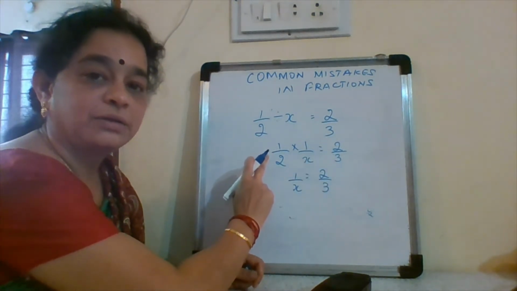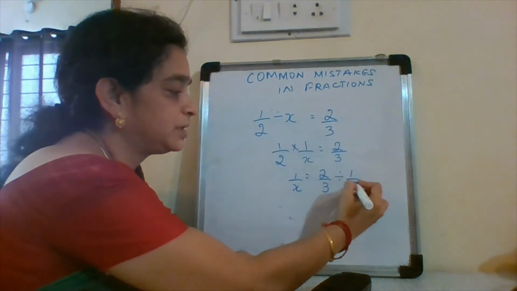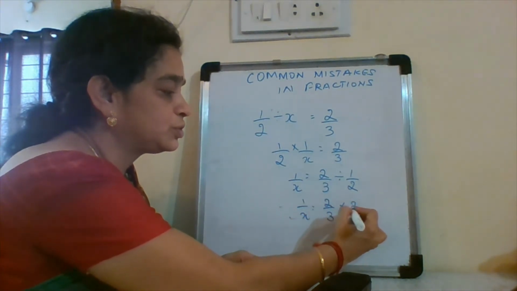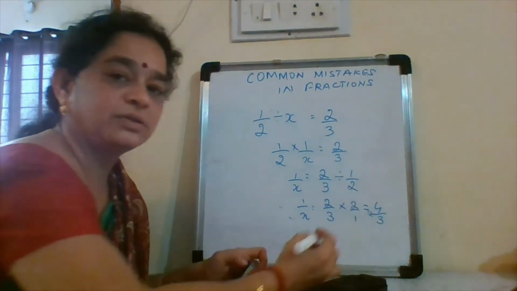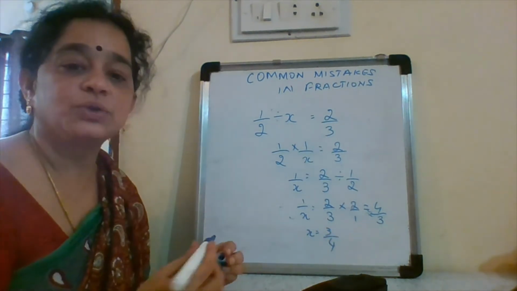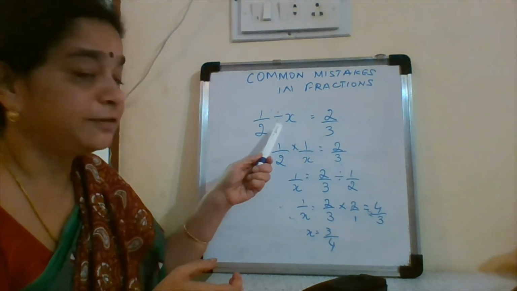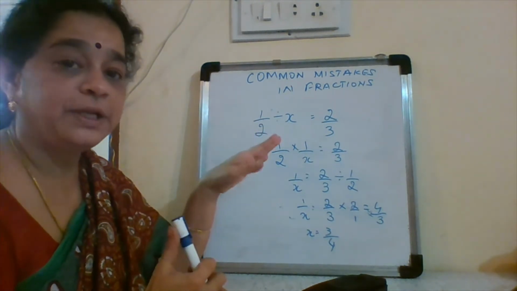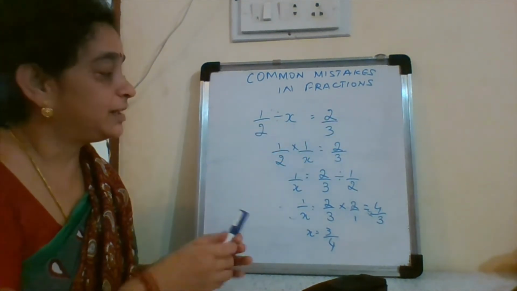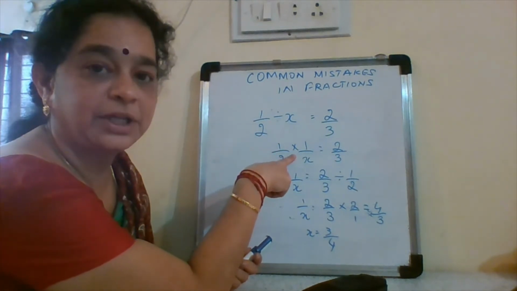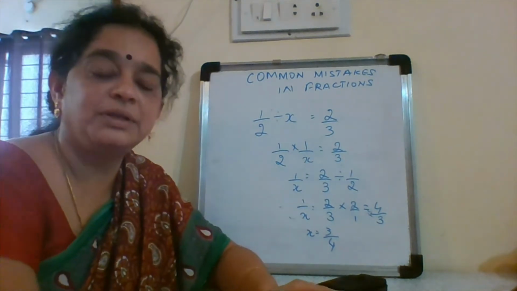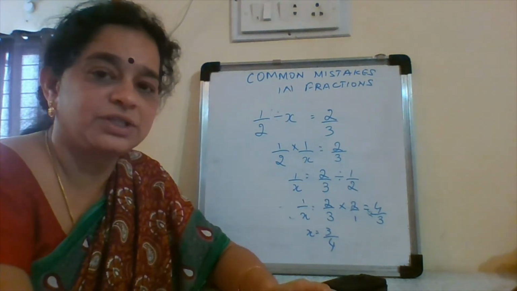When half goes to this side, this multiplication becomes division. So 1 by x becomes 2 by 3 into 2 by 1, or 4 by 3. So 1 by x is 4 by 3, which means x is 3 by 4. This is one of the very common confusions that children have. What should be divided by half to get 2 by 3? You write the equation, first convert this division into multiplication, and then proceed as you have been taught. So these are some of the common mistakes or confusions which children come across.